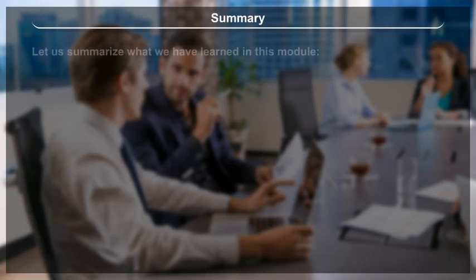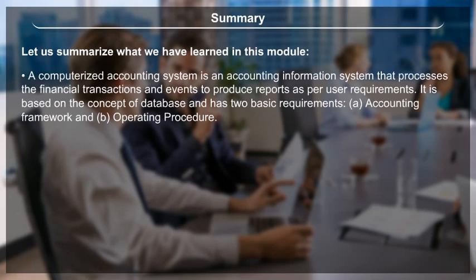Summary. Let us summarize what we have learned in this module. A computerized accounting system is an accounting information system that processes the financial transactions and events to produce reports as per user requirements. It is based on the concept of database and has two basic requirements: A. Accounting framework, and B. Operating procedure.